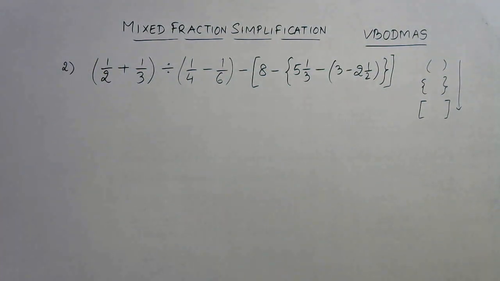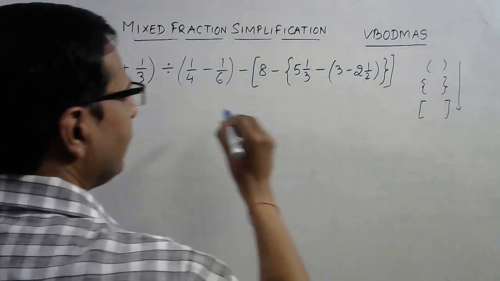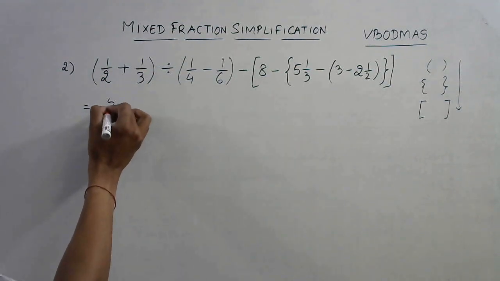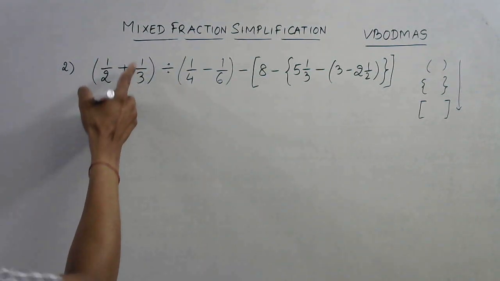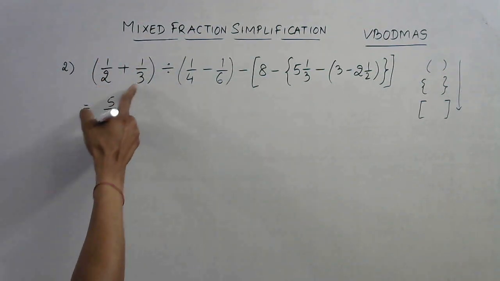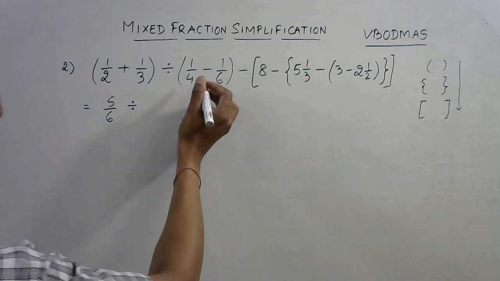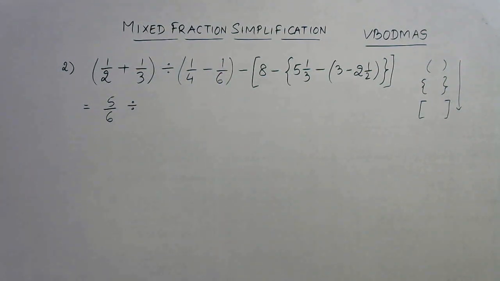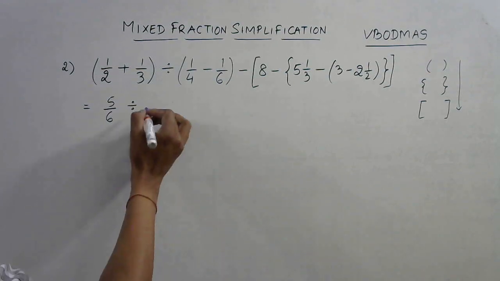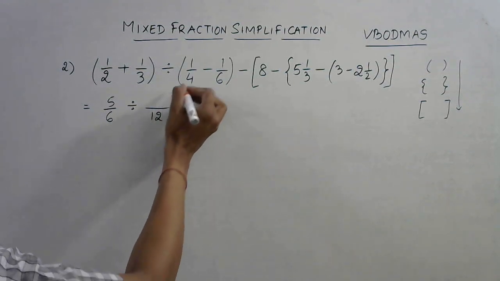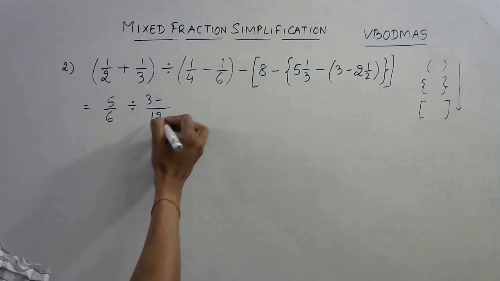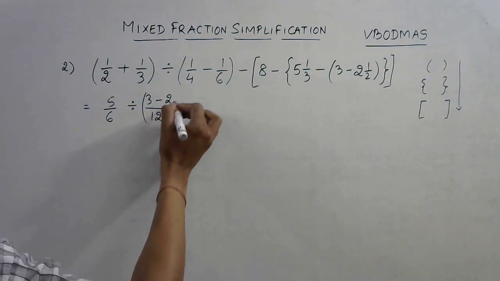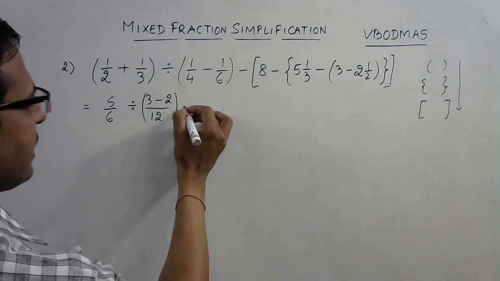So let's simplify all the brackets, or parentheses, this bracket. See, 1 by 2 plus 1 by 3, this is 3 plus 2, 5 by 6. So cross multiply, 1 into 3, 1 into 2. 3 plus 2 is 5 and 3 into 2 is 6. Now divide by, again here we have 1 into 6. We can do 1 into 6, 1 into 4 and 4 into 6 also. Or you can take the LCM of 4 and 6. LCM of 4 and 6 is 12. Now 12 divided by 4 is 3, and 12 divided by 6 is 2. I'll remove the bracket in the next step.